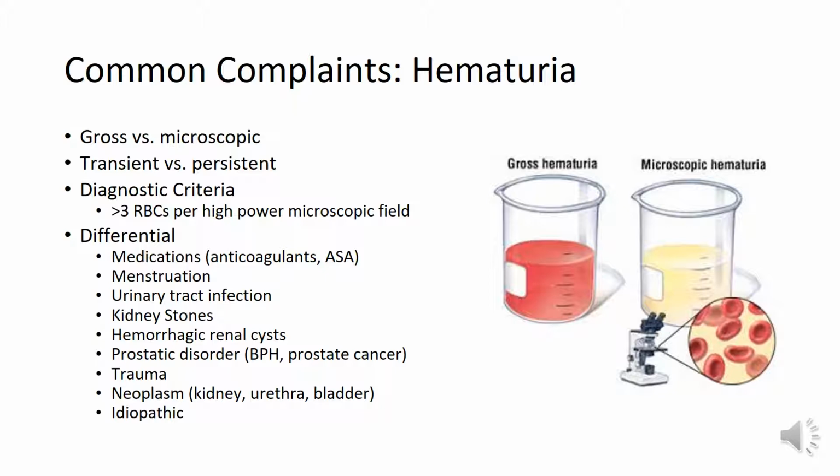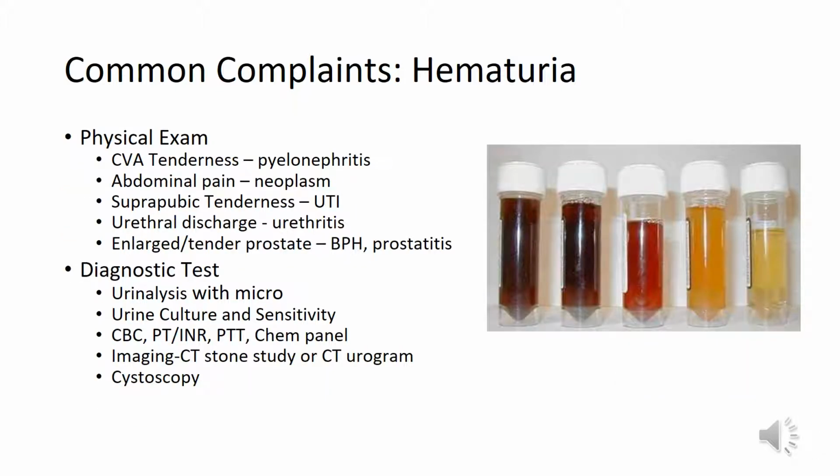Some contributing factors to hematuria are medications such as anticoagulants or aspirin, a urinary tract infection, kidney stones, ruptured hemorrhagic renal cysts, prostate disorders such as benign prostatic hypertrophy or BPH, and prostate cancer, if there's a trauma, if there's a neoplasm within the urinary tract, in the kidney, the urethra, the bladder, or idiopathic.